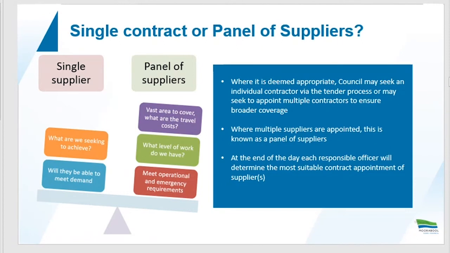So we often go out and we make it clear within our tender documentation whether we're seeking a single contract or a panel of suppliers, and it depends on what the procurement process is, what we will be seeking and how we need to be able to seek it.